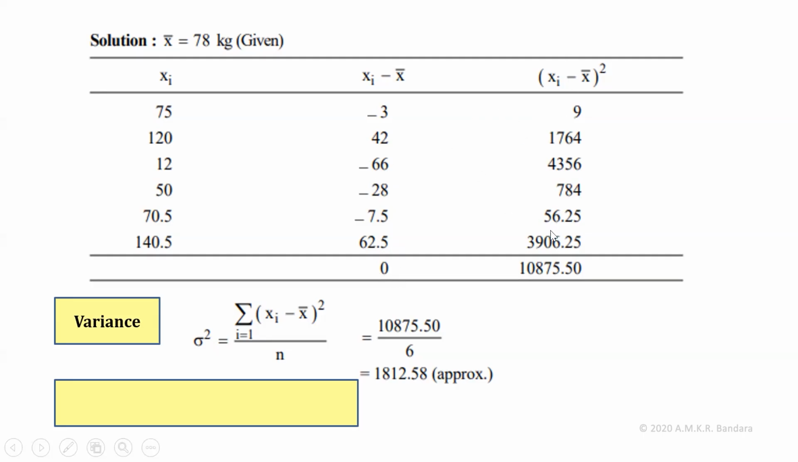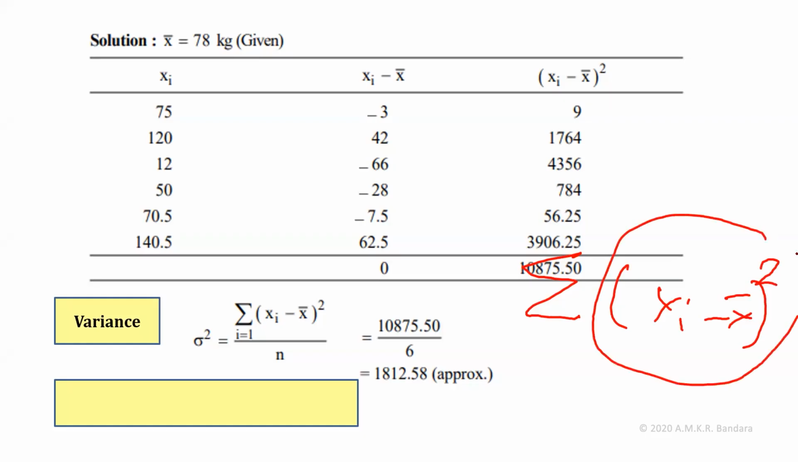Now, I have squared this deviation and obtained the sum of those squared deviations. This is the sum of squared deviations. We can write this as the sum of what? xi minus x bar, the deviation, squared. So we have to sum this, the sum of squared deviations.